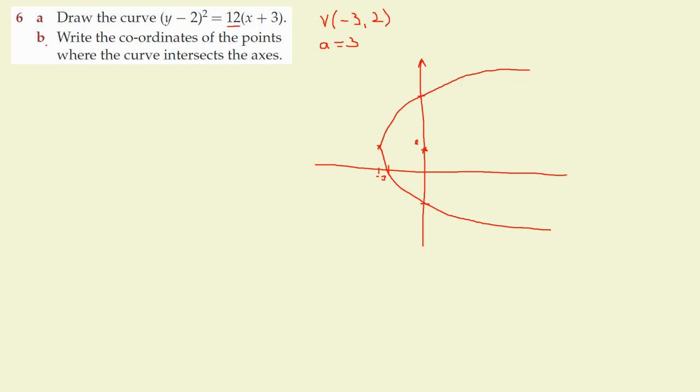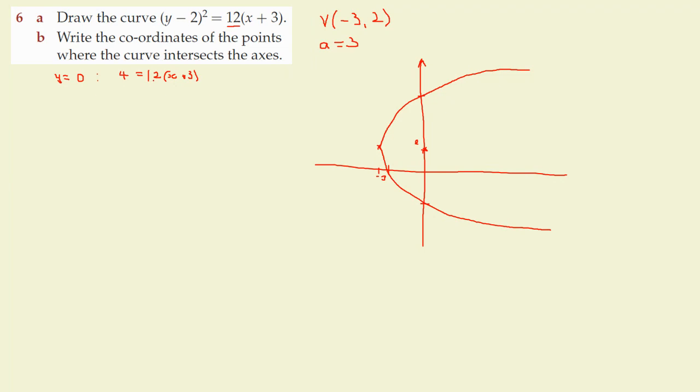Well, remember again, the y-axis is x equals 0, and the x-axis is y equals 0. Let's start with y equals 0 first, just because it's easier. Doesn't matter which way around you do them, but I'm going to start with y equals 0 first, because what I have to do is y minus 2 all squared. Y minus 2 all squared, well, that's just -2 squared. That's just going to be 4. Equals 12 lots of x plus 3.